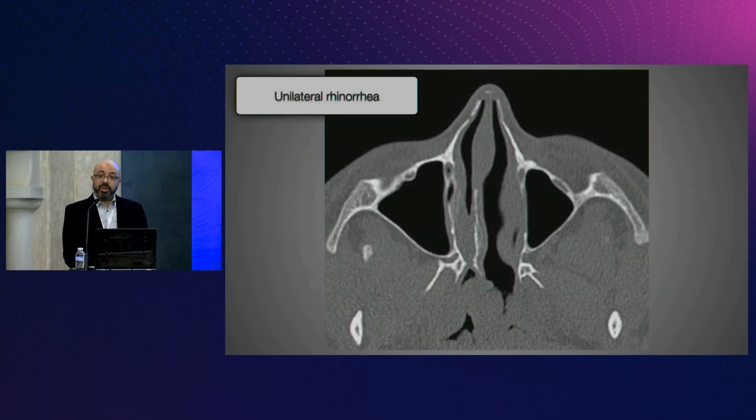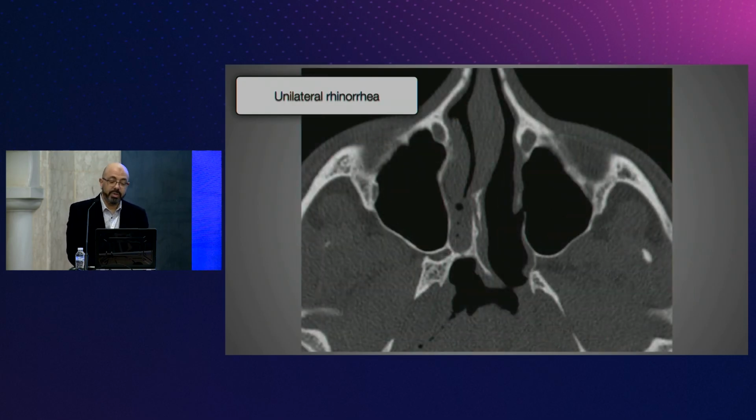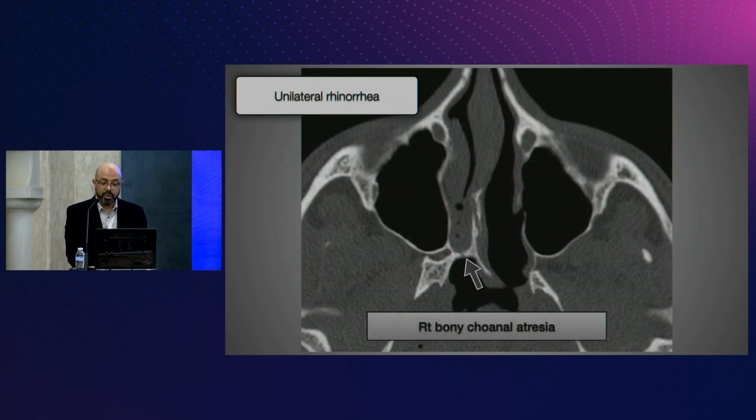Patient with unilateral rhinorrhea, and this patient presented later on. This was about in his 20s or 30s. And you can see the problem. Where's the problem? It's in the posterior choana. It should be more than 3 millimeters, and here it's completely blocked. But this is not bony. This is membranous. Okay, the surgical approach will be slightly different if it is bony, like in this case. Again, the similar history, and this is a bony choanal atresia.